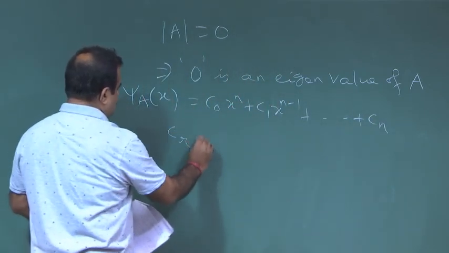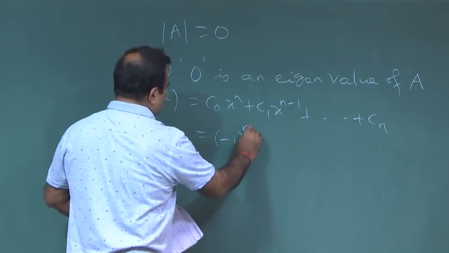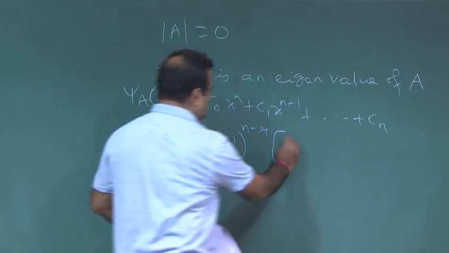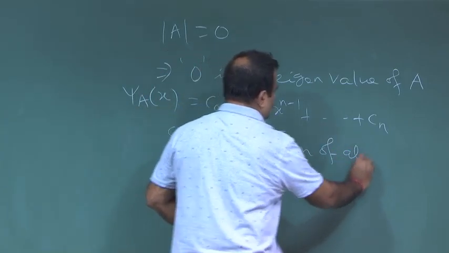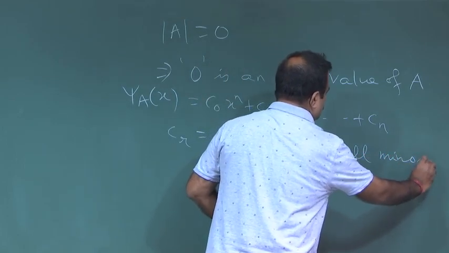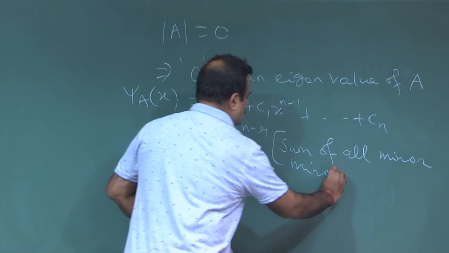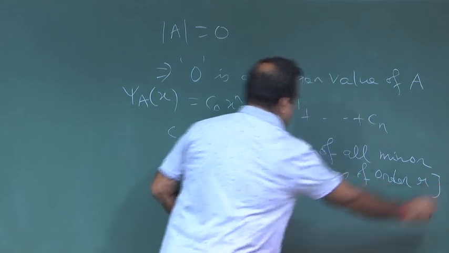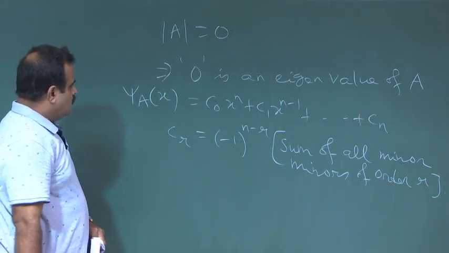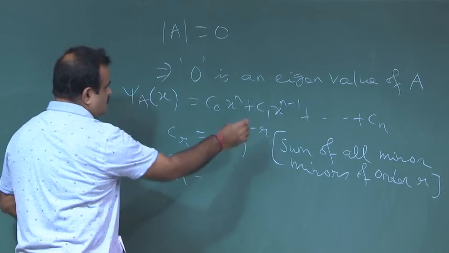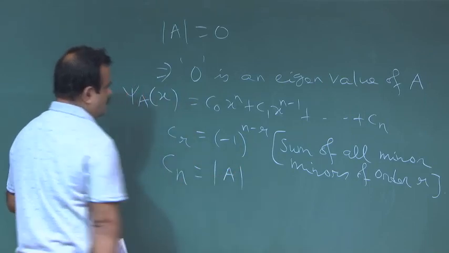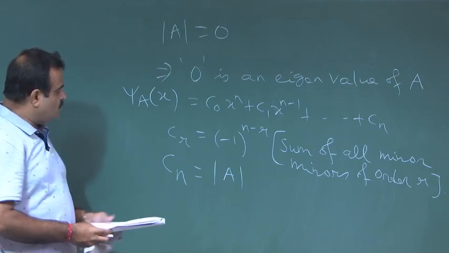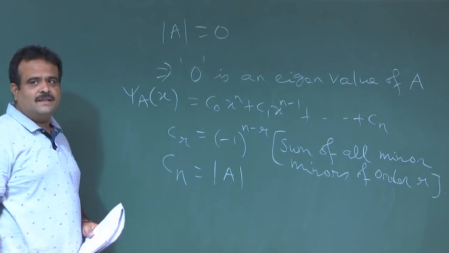where Cr is minus 1 to the power n minus r times the sum of all principal minors of order r. So that means Cn is nothing but the determinant of A, because the principal minor of order n is the determinant. And we know that this is a polynomial of degree n.